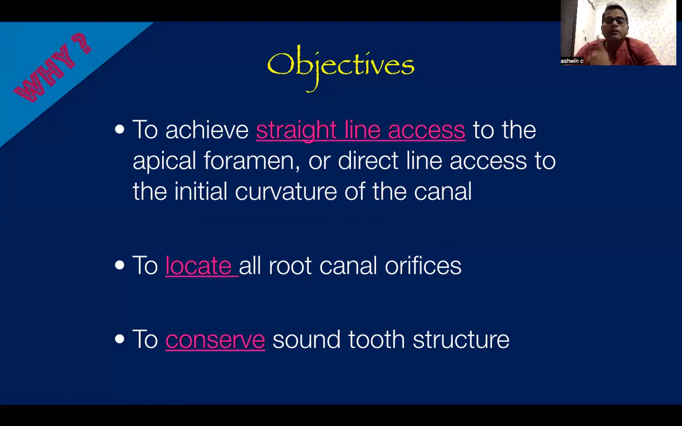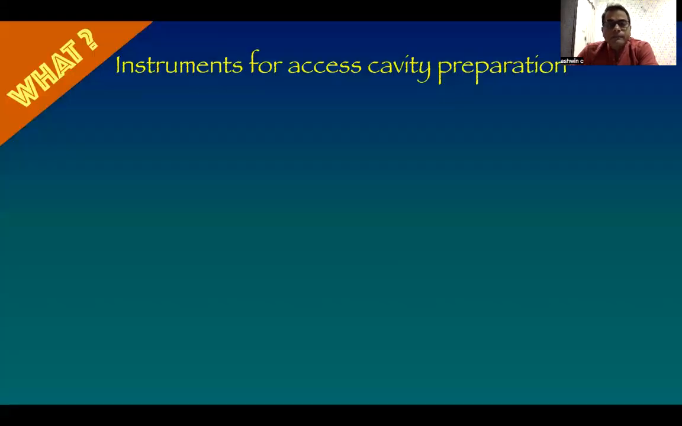Remember, it is called sound tooth structure. It's not carious tooth structure. There is a clear-cut demarcation between these two. Many times we have seen that access is made in the carious tooth. We get the orifice, we enter the canal, but we don't remove the caries. So the residual caries makes a mess, and that is what we have to avoid. So remove whatever caries and conserve whatever is good.